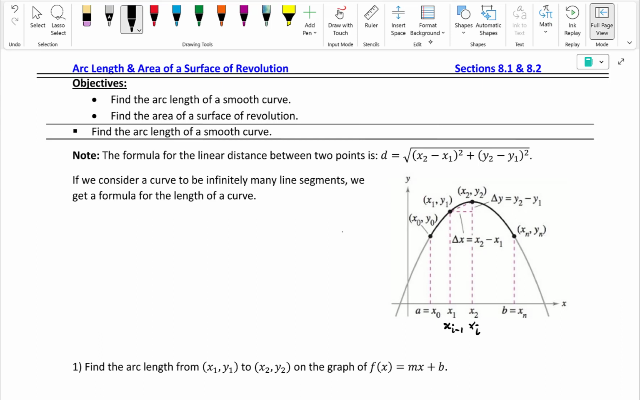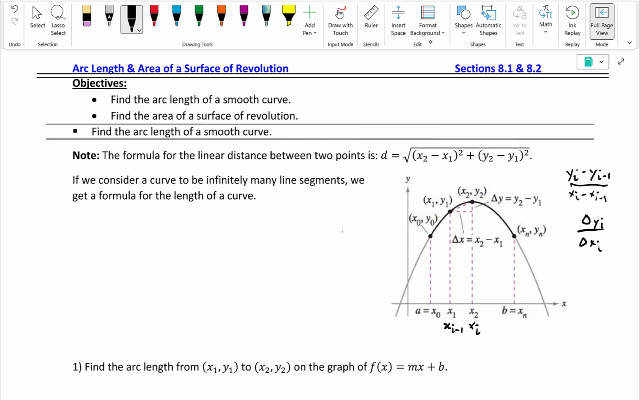And we know y sub i minus y sub i minus 1 over x sub i minus x sub i minus 1 would be the same thing as saying delta y sub i over delta x sub i. And that's what we call the slope, right, of that little segment, or our average rate of change.